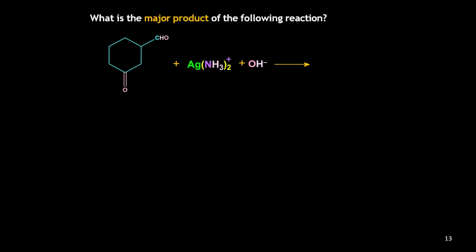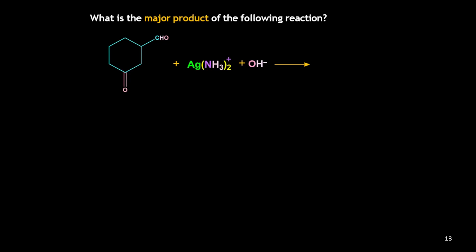Shrikar, you tell me. What is this? Tollens reagent. Yes, it's a Tollens reagent. What color will it precipitate? Silver mirror.